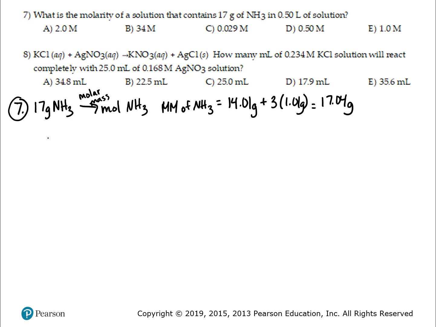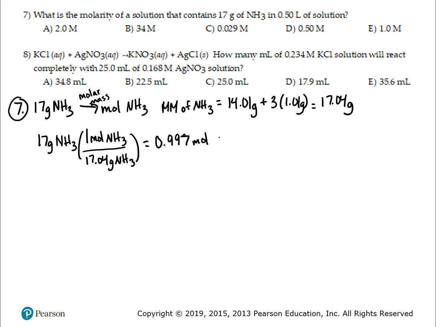Now we can figure out how many moles. We've got 17 grams of ammonia. We use a conversion factor, which comes from our molar mass. Your calculator is going to tell you something like 0.997 moles. But with sig figs, that's 1.0.